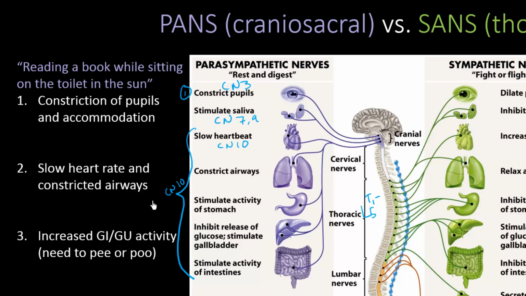The second point here is you've got nothing to do. You're sitting on the can. So your heart rate's going to be slow. You don't need to have dilated airways, the exact opposite of the sympathetic portion. And finally here, you are on the toilet.